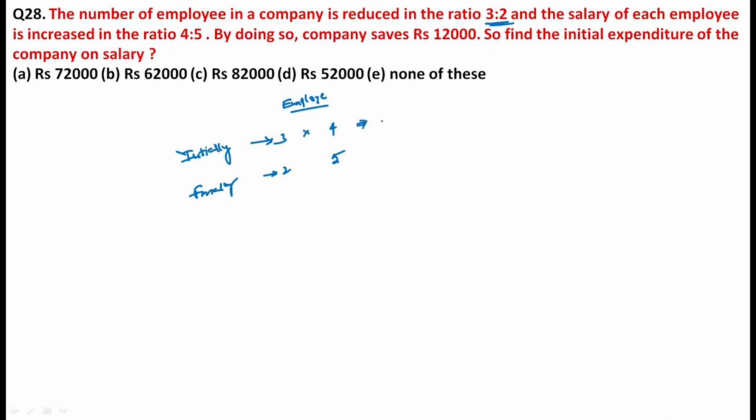Now the total expenditure initially is 12 units, and now the present is 10 units. Definitely the company saves how many units? 2 units. Now 2 units is equal to 12,000. Now find the initial expenditure of the company. So 12 units is equal to 2 1s are 2, 2 6s are 12, 12,000 times 6 is 72,000. Total expenditure of the company is 72,000.